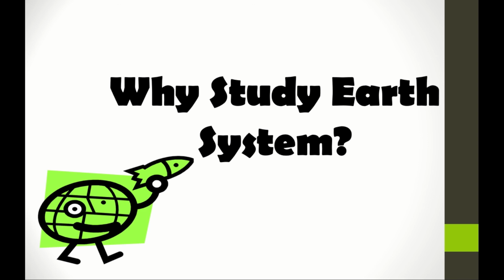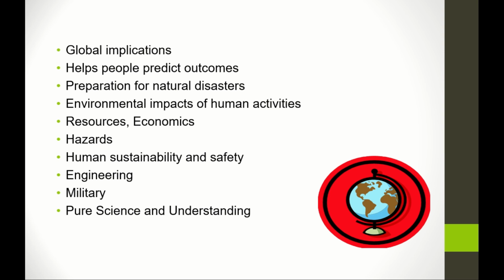So, why do we study Earth system? So, bakit nga ba natin ito pinag-aaralan? Una, for us to know the global implications of these events. Okay, ano ba yung mga makukuha natin from these events? Paano ba tayo makakatulong to predict the outcomes? So, since we have already experienced, for sure, we can also predict the possible outcomes of this natural disasters. So, of course, preparation for natural disasters is very important. Yan. And we can also see the environmental impacts of human activities.